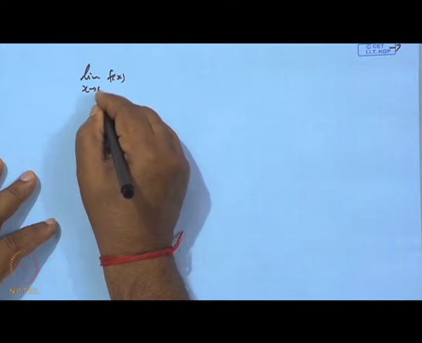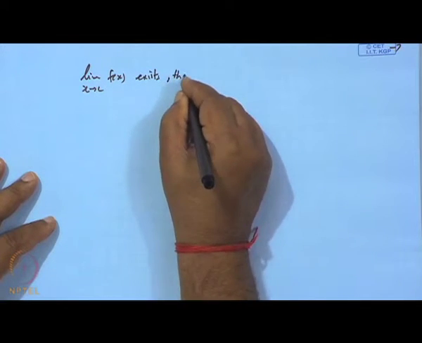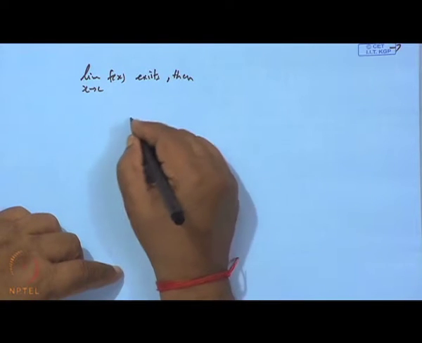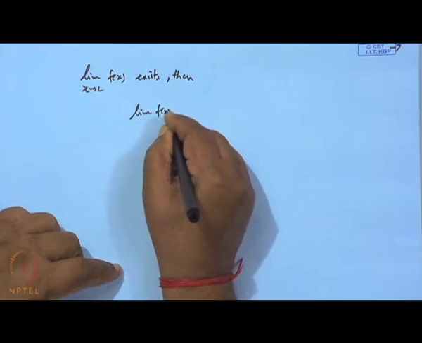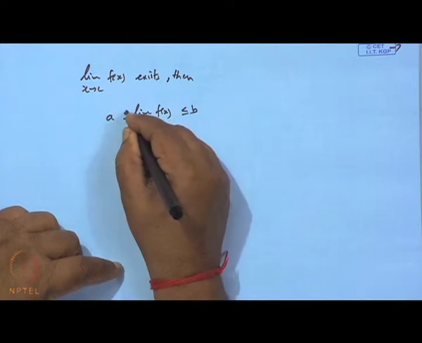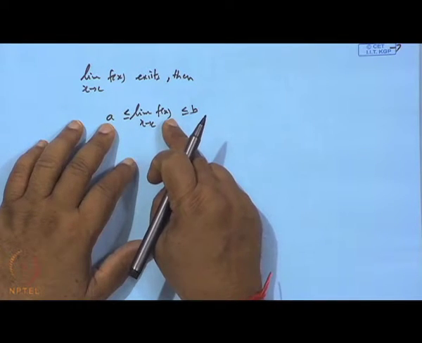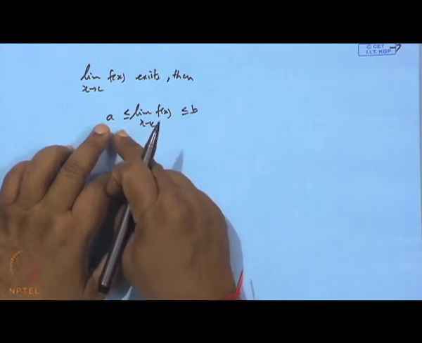And if the limit of this f(x) as x tends to C exists, then the limit of f(x) when x tends to C will lie between A and B. The lower bound cannot exceed it; the limit of f(x) will lie between the two bounds A and B.